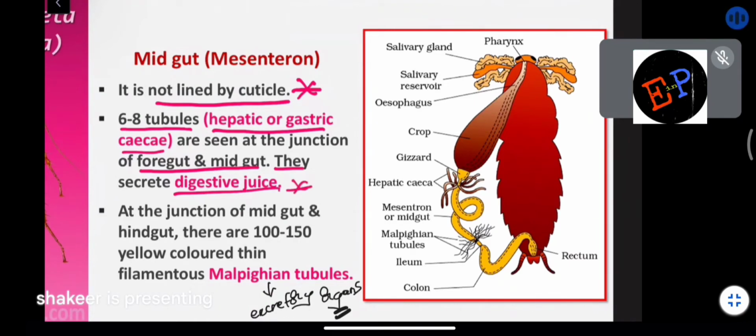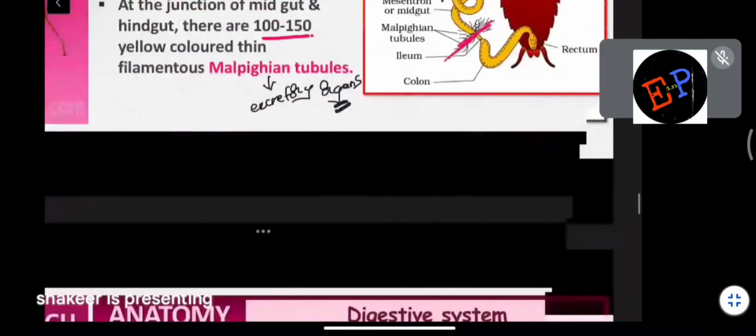At the junction of midgut and hindgut, there are 100 to 150 yellow colored thin filamentous Malpighian tubules. The end of the midgut means the hindgut will start, no? So in between both of them you will have Malpighian tubules. And how many are there? 100 to 150 Malpighian tubules are present. And these Malpighian tubules are responsible for excretion. Therefore, this total region in between these two red color lines, we can call the midgut. Okay, that's it.